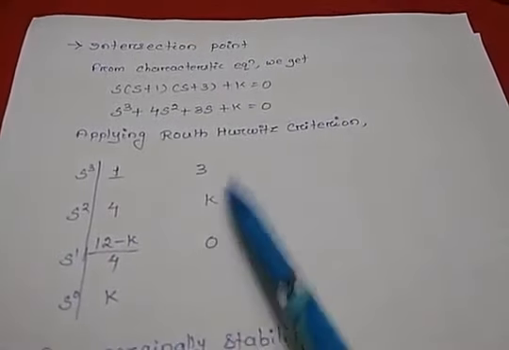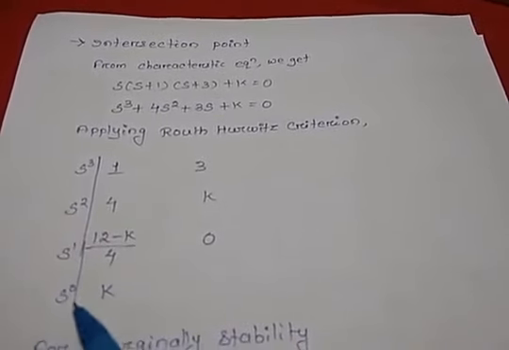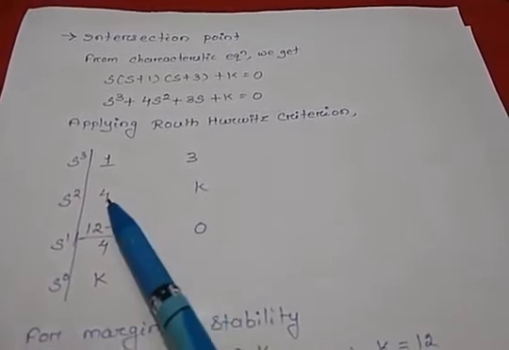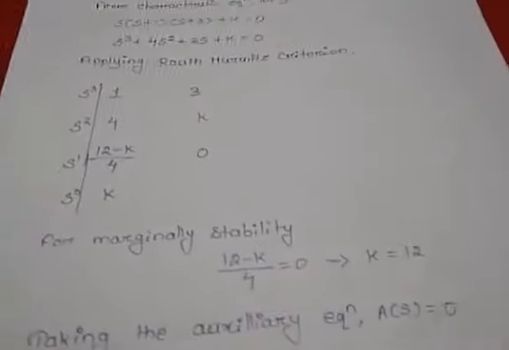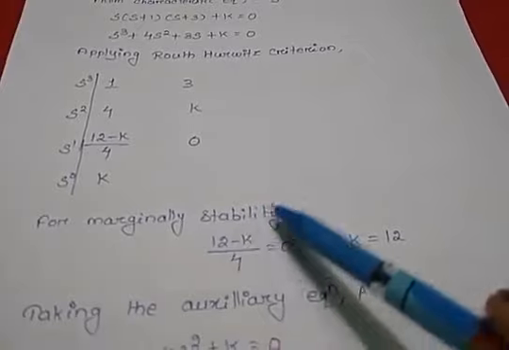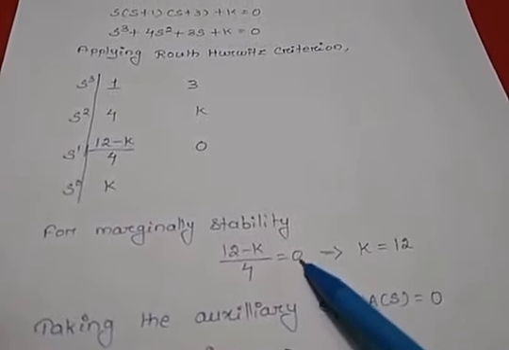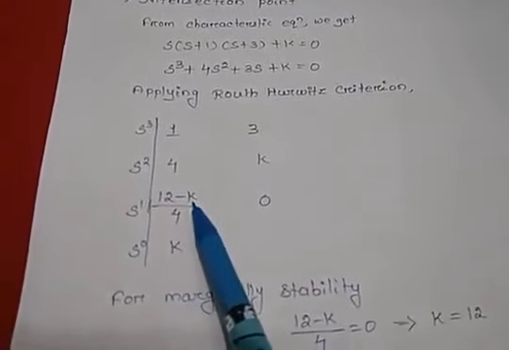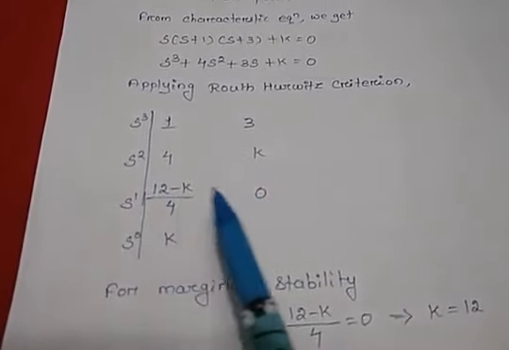And the next term will be 0 as there is no multiplication. Next, S0. This term is multiplied with K. Minus 4 into 0, 0 divided by this term, you will get only K. To check the marginal stability, this value will be equal to 0. So we get the value of K equal to 12. When we put K equal to 12, the total row will be 0.